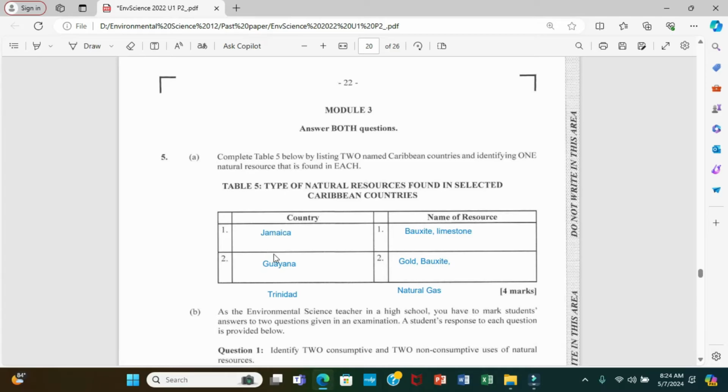So you're supposed to put in these. So number one, country Jamaica, of course. There is bauxite and limestone here, gravel, sand, etc. Guyana is famous for gold and bauxite, Trinidad for natural gas.